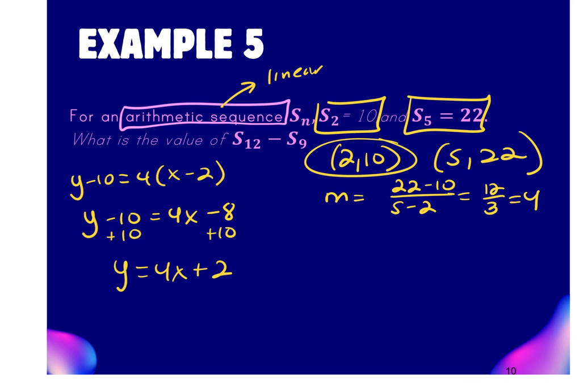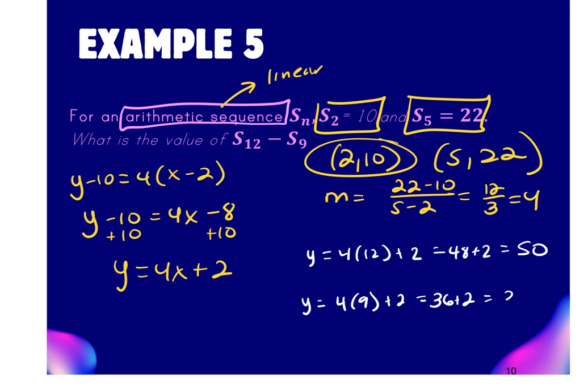That equation is going to get me any of the terms in this sequence. Which two terms do I want? The 12th one and the 9th one. So I'm going to plug in 12. y equals 4 times 12 plus 2. 48 plus 2 is 50. And I'm going to plug in 9. 4 times 9 plus 2. 36 plus 2, which is 38. So what's the value of S of 12 minus S of 9?